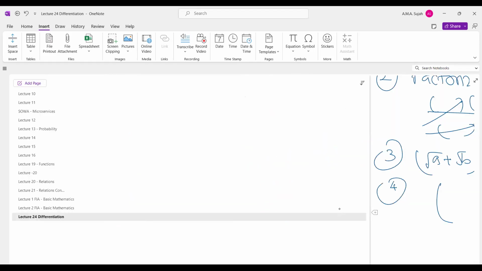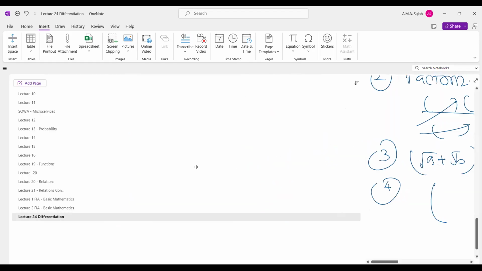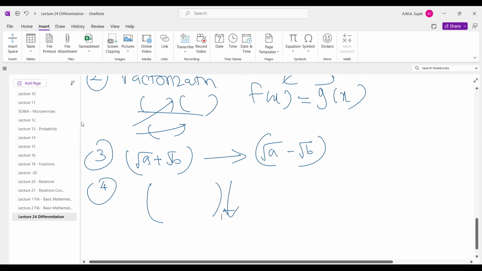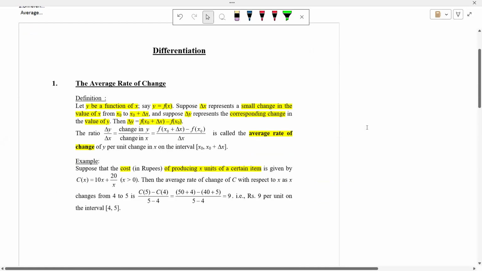So these are the different things we discussed yesterday. I think you have revised the things and you are clear with those contents. Okay, now we will look at what differentiation is.